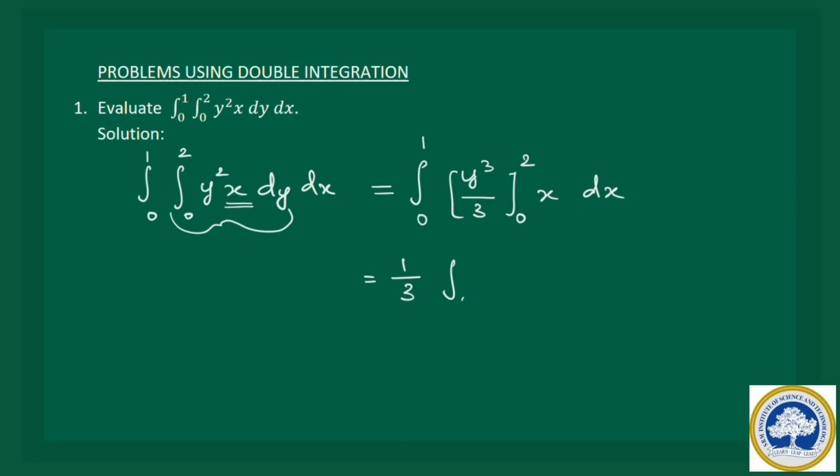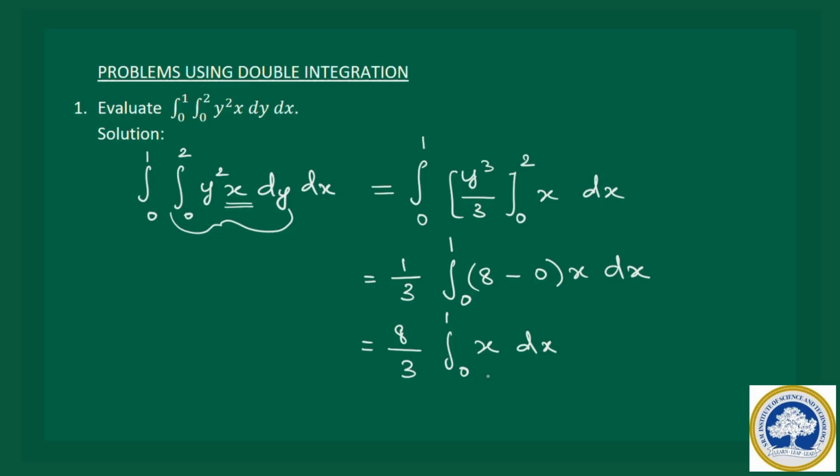Now we can take 1 by 3 common. So 1 by 3 integral 0 to 1. Now we apply the limit, upper limit minus lower limit. The upper limit is 2 cube, which is 8, minus the lower limit 0 cube, which is 0, into x dx. So this is equal to 1 by 3 into 8 minus 0, which is 8. We can write it as 8 by 3 integral 0 to 1, and we are left with the variable x alone, so x dx.